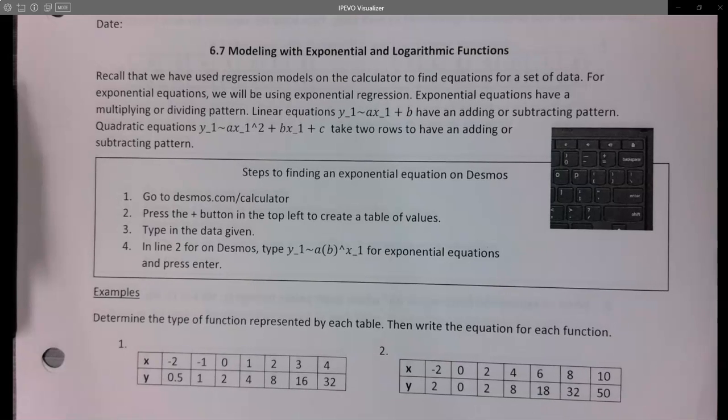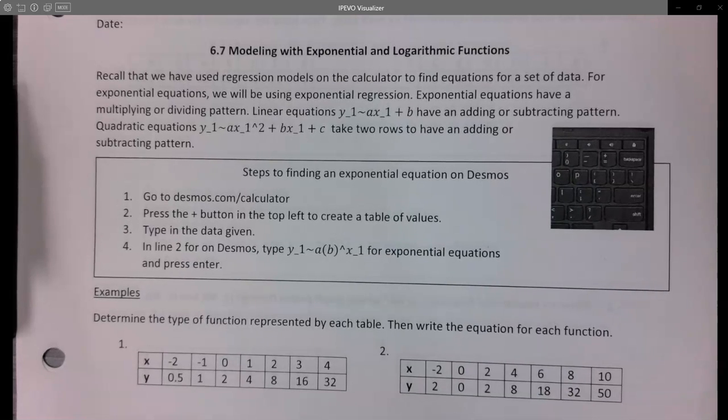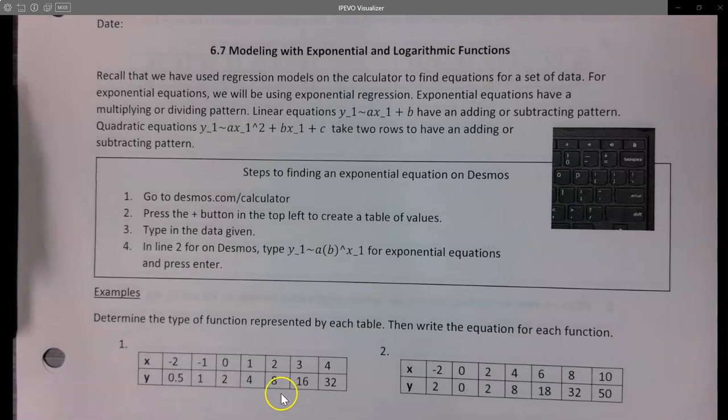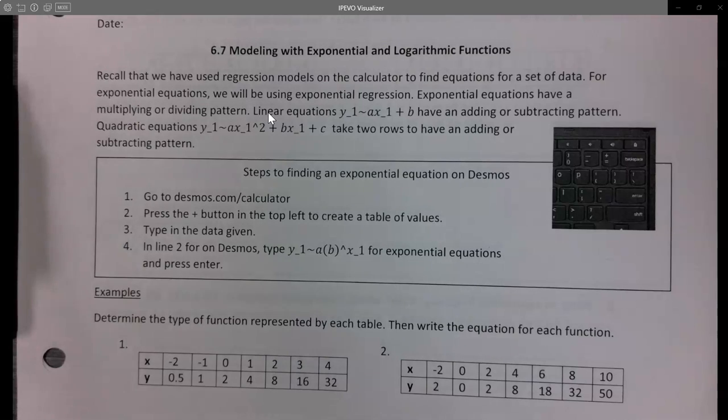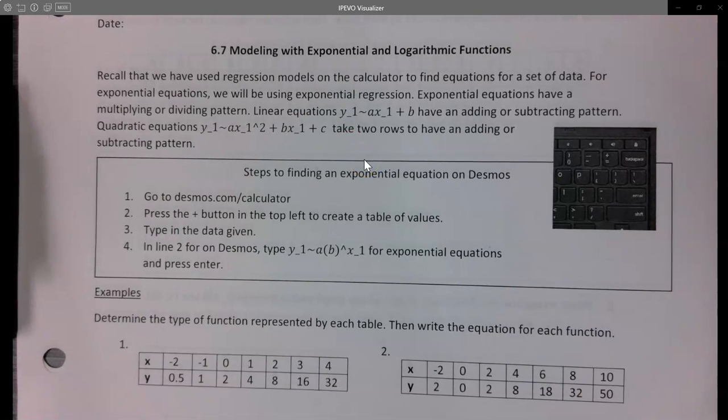But why did I hit that button? Where is it? There you go.